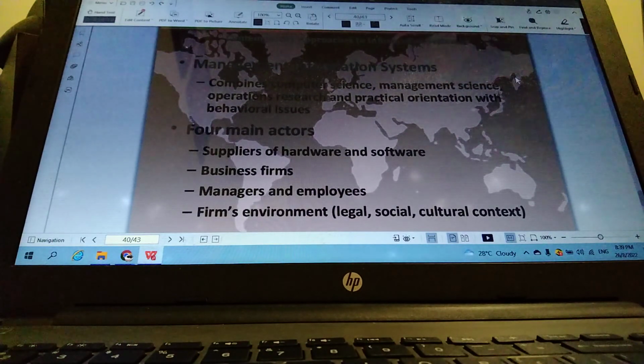The managers and employees, the staff, are another main actor in the IT system. And then we have other components or assets such as the legal department, the social and cultural context, and any other factors that will be directly or indirectly involved with the IT system. So all these assets, all these people, all these parties, we call the main actors as part of the IT system. In other words, the IT system has become everything today.